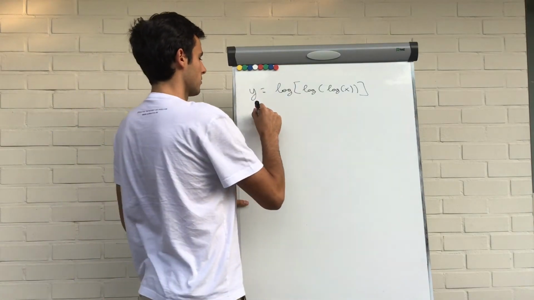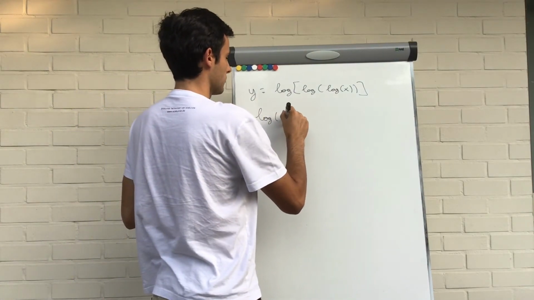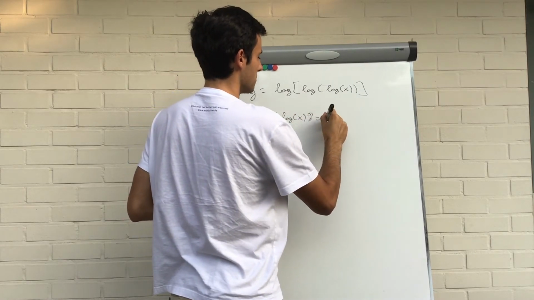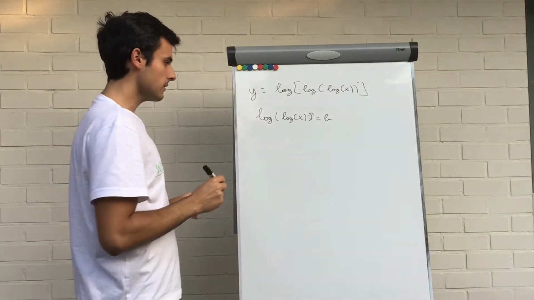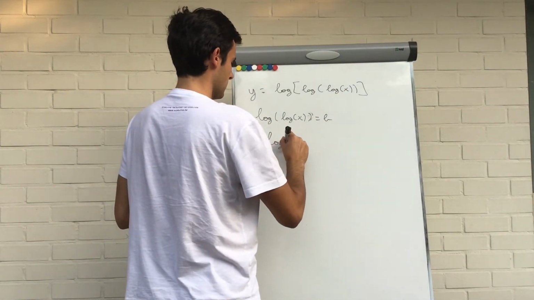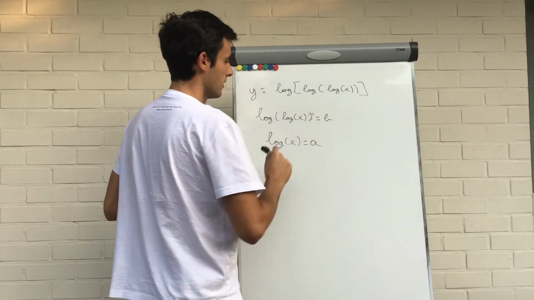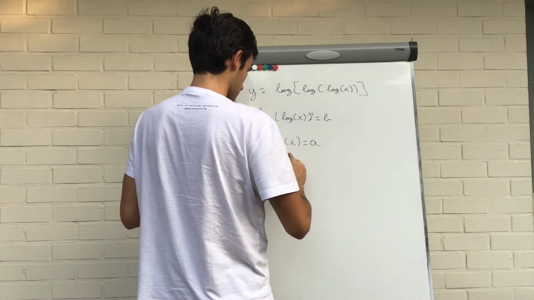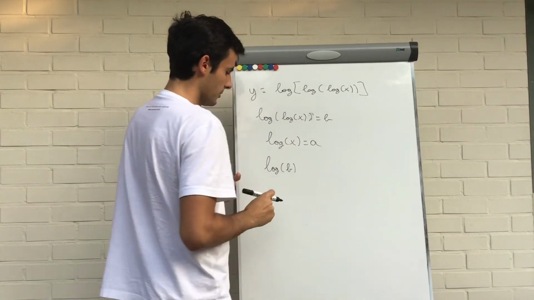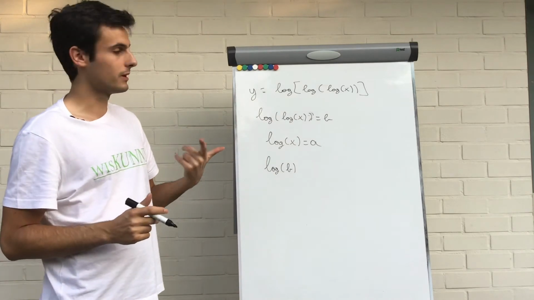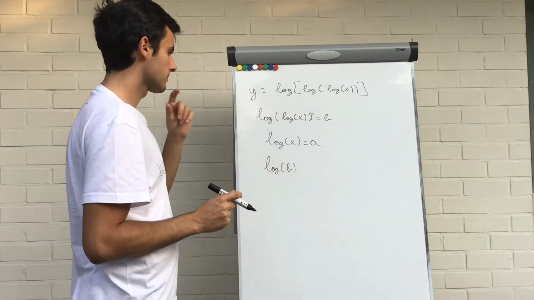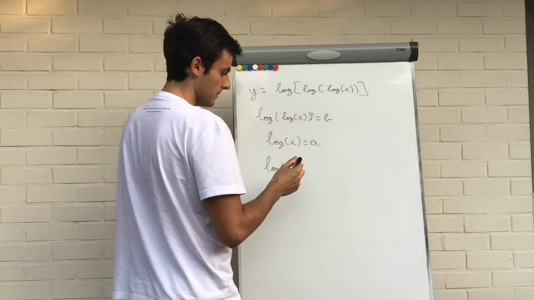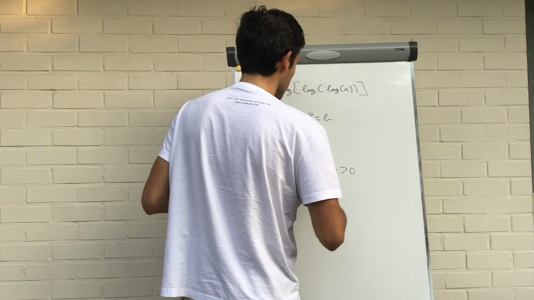So, what are we going to say? We say that the logarithm of the logarithm of x is equal to b, for instance, and that the logarithm of x is equal to a. So first step, we have the logarithm of b. And we know that b must be greater than 0, because for the logarithm, this must be greater than 0. So b is greater than 0.